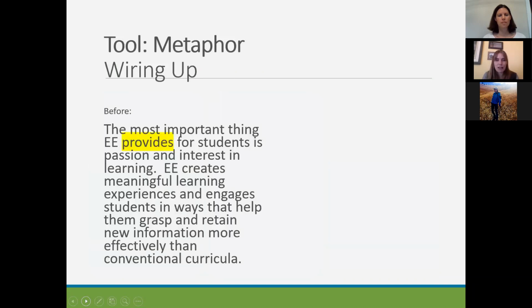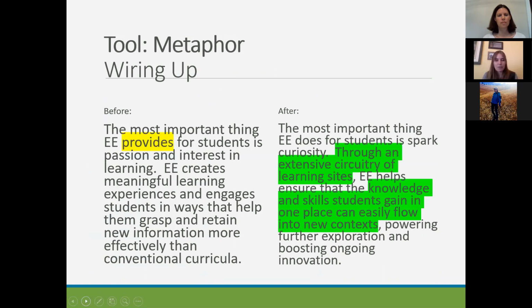So you can see an example here of language that we used is that EE provides passion and interest for learning, creates these meaningful experiences, and helps students grasp new information more effectively. And using the wiring up metaphor, they inserted a lot of that electricity language. Environmental education sparks curiosity. Through this extensive circuitry of learning sites, it helps knowledge and skills that students gain in one place easily flow into new contexts, and helps make that connection between, say, a field trip or an offsite learning site and back to the classroom.